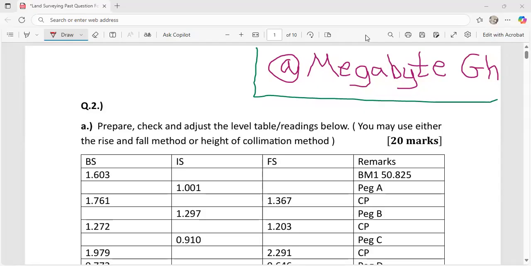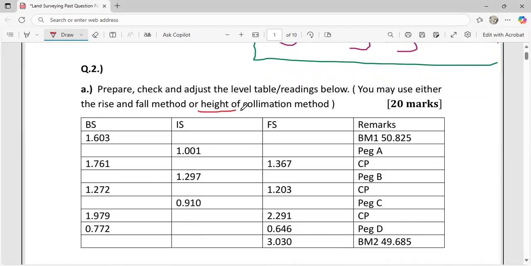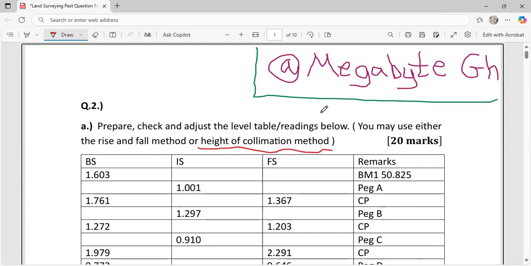All right. So the question says to prepare, check and adjust the level table or readings below. You may use either the rise and fall method or the height of collimation method, which is also known as the HPC method. In our previous examples, we used the rise and fall method. So this time, I prefer we use the HPC method to also see how it can be applied to make life much easier. This is a past question for the 2022-2023 academic year for full time.